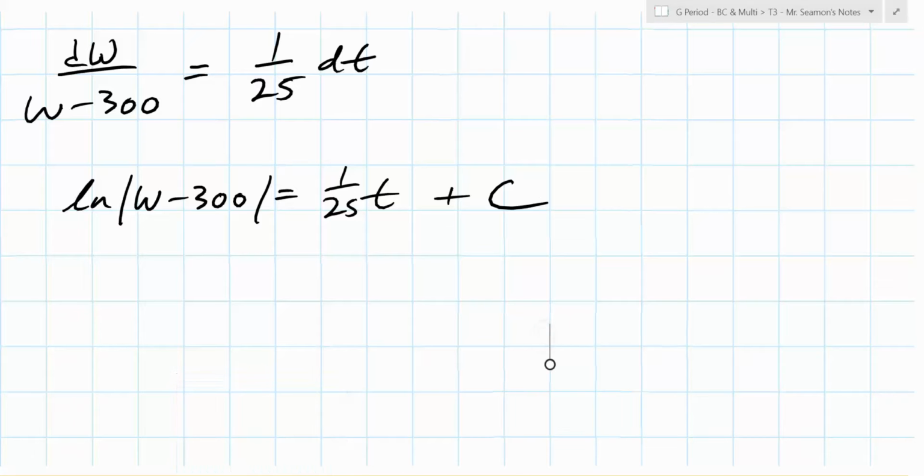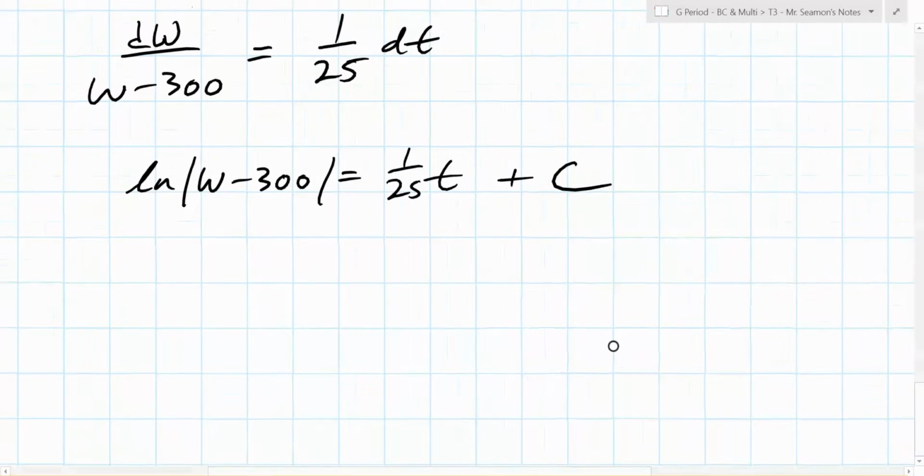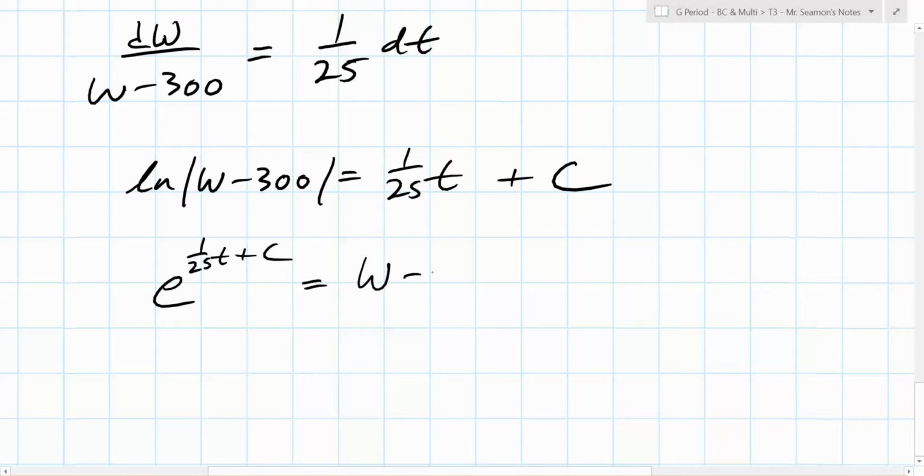Let's call it that for now. So then what do you have to do? You're not done, right? What do you need to isolate at this point? You need to isolate w, so you have e to the 1/25 t plus c equals what? w minus 300. Why are we allowed to drop the absolute value at this point?